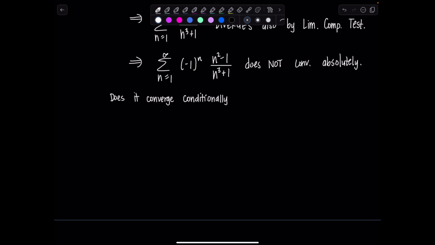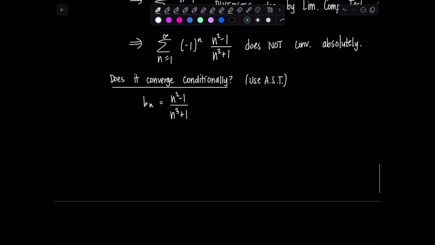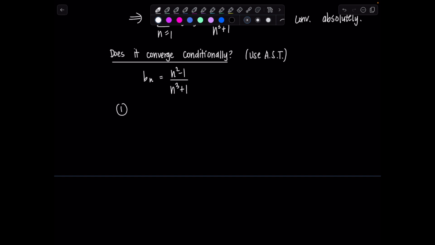On what condition? On the condition that it's an alternating series. So when you're testing for conditional convergence, you always use AST. Always and forever. So this one, you don't get to pick a test. Okay, so this time I'm going to refer to b_n as the terms, the part of the term without the alternating portion. So b_n is n squared minus 1 over n cubed plus 1. And when we use AST, we need to show two things. First, I want to know, is b_n decreasing?